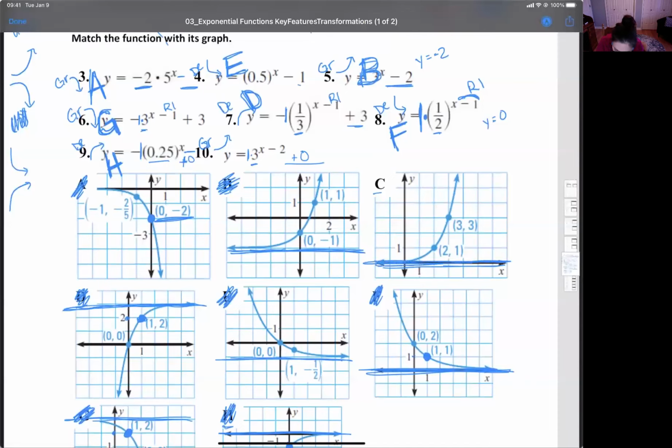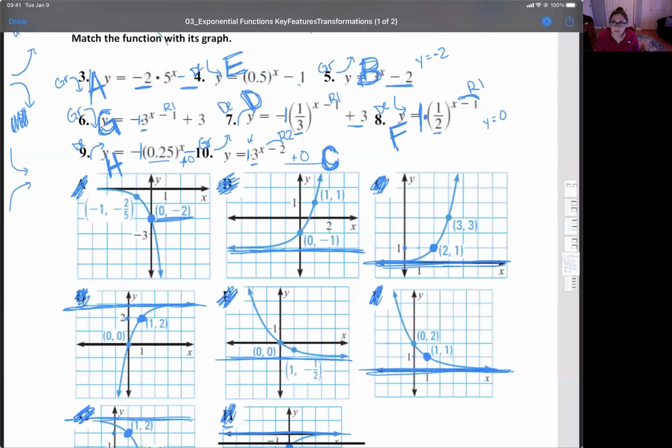And then if we check our key point, this says it should be 1 above the asymptote, so 1 above, and then the -2 in the exponent is going to move us to the right 2. So 1, 2. There we go. There's that key point on our graph. So 10 is C.